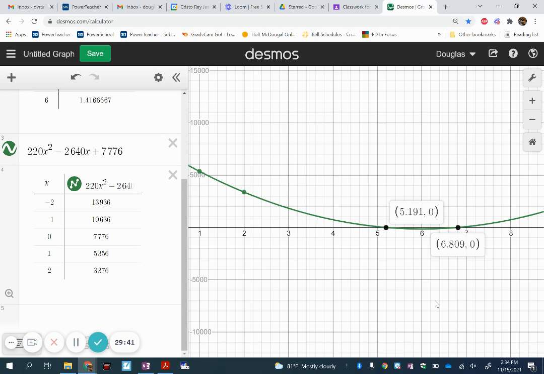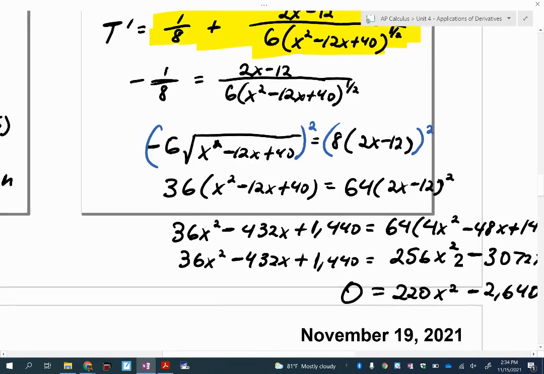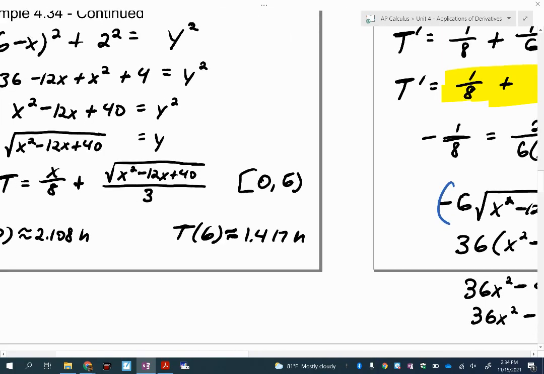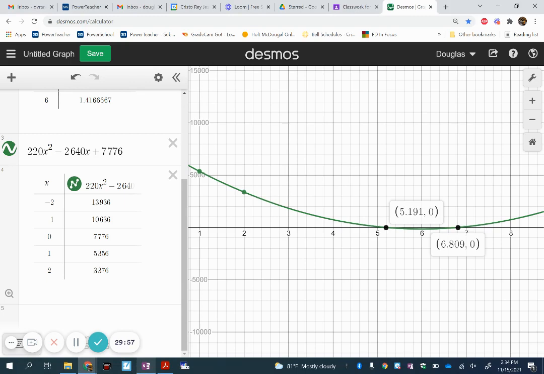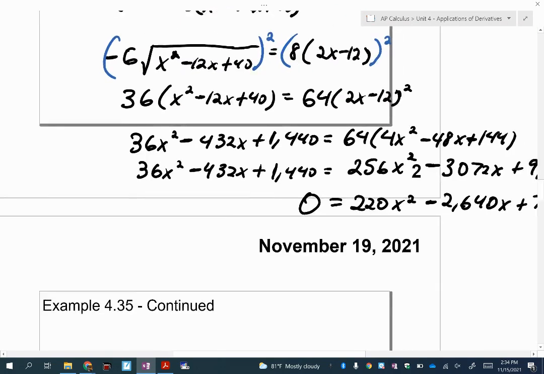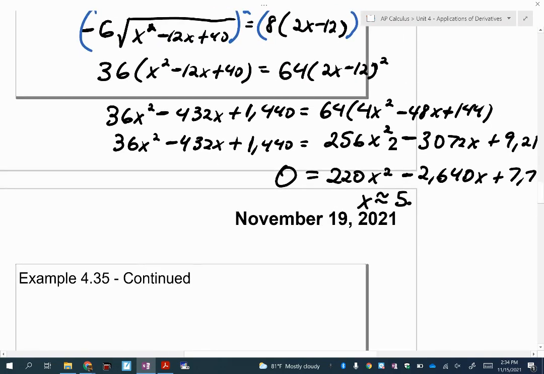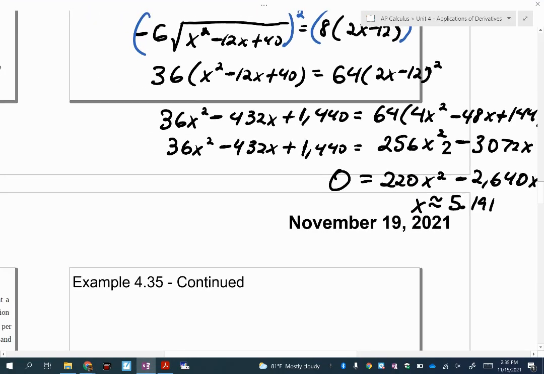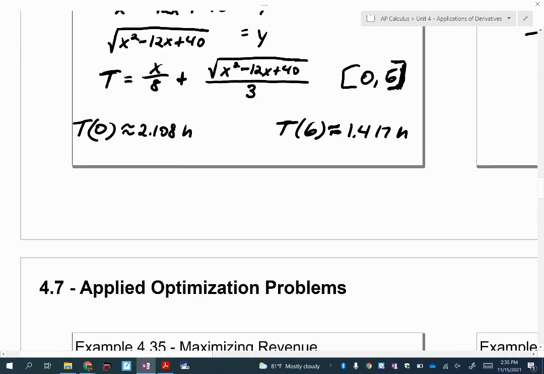5.191 or 6.809. Now remember, I know we've done a lot of algebra since then, but remember I said we have to be looking for values between 0 and 6. So in this case, I have my two values, my critical points, but one of them is outside 6, right? 6.809 is outside of that. So I'm only going to be using 5.191 as my critical point. So x is approximately 5.191.